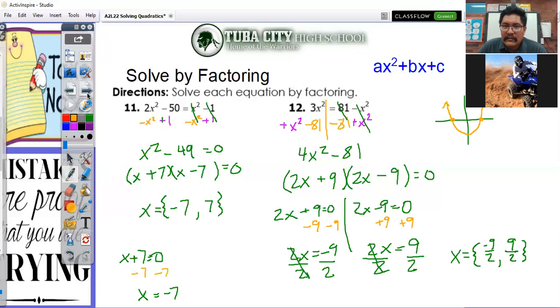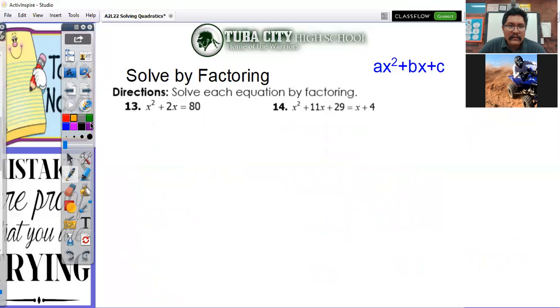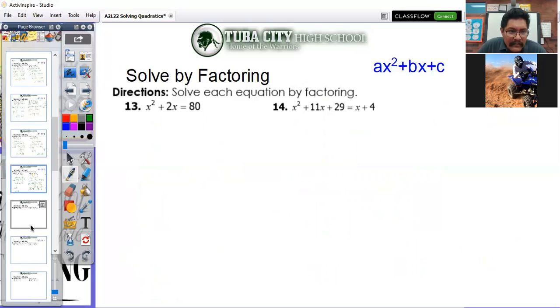All right, so let's go ahead and move on to the next set. And I think we don't have that many more to go. We just have 2 more after this one. But again, it's going to take a while.